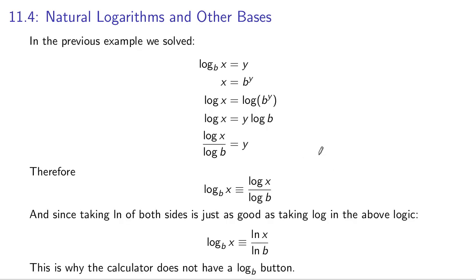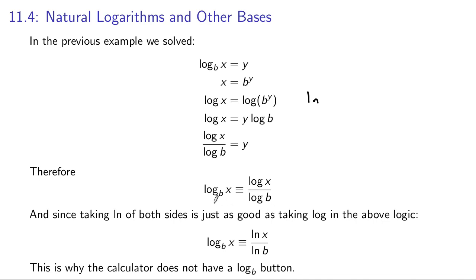And the logic that we used to find this calculator solution was, we have a log base b of x. We said, okay, we'll set that to some unknown y. Use the definition of log base b to write an exponential equation. x is b to the y. Take log of both sides, and note here this could have been natural log of both sides. Pull the y in front, divide by log base b, and we get that the output of log base b of x has to be log of x over log of b.